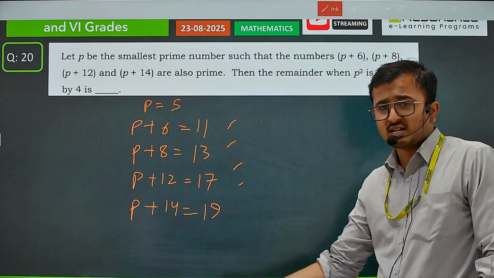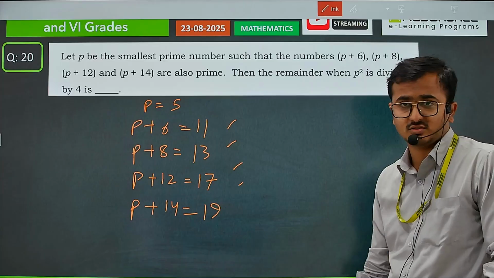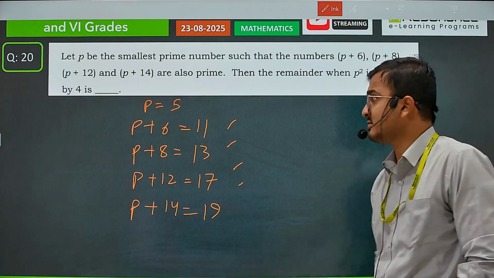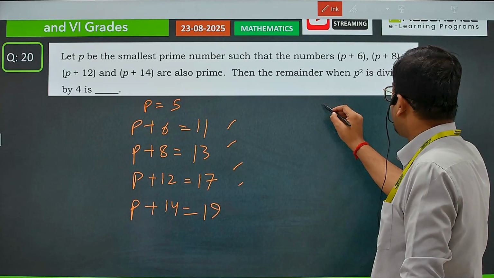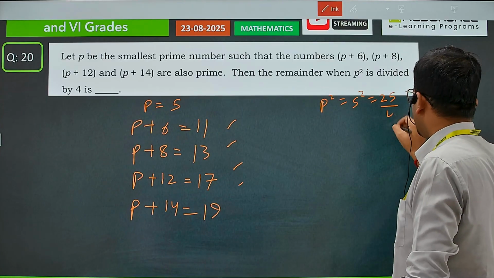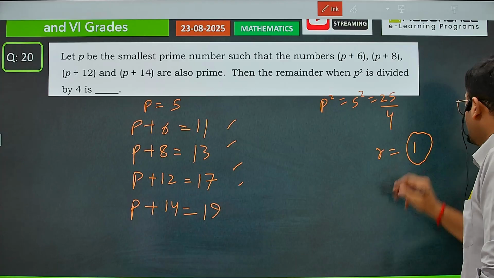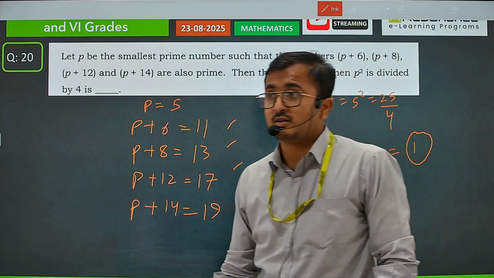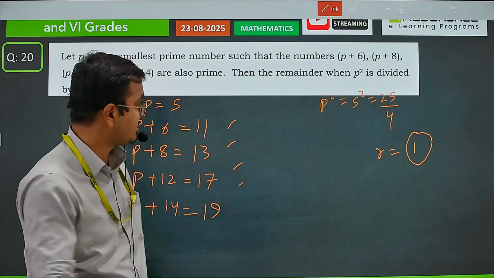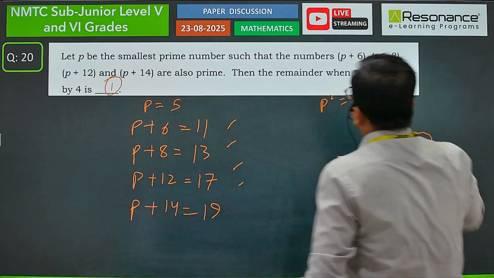I started with 2, it didn't work. 2 plus 6 is not a prime number. 3 plus 6 is not a prime number. 5 is satisfied, my p value is 5. So p square is 5 square, which is 25. 25 divided by 4, they're asking what's the remainder. Obviously the remainder would be 1, because 6 into 4 is 24, the remainder is 1. Okay, that's it. Moving to the next one.